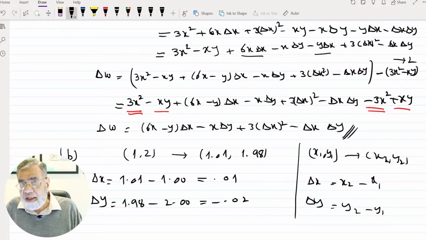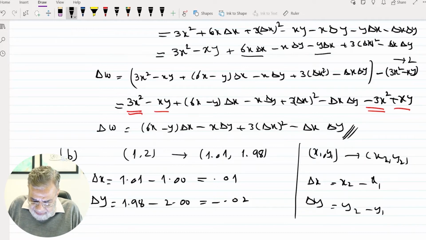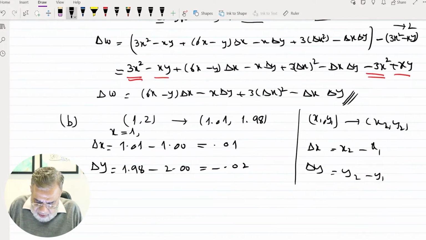When the value is increasing, the increment will be positive, and when the value is decreasing, the increment will be negative. As x was changing from 1 to 1.01, delta x is 0.01, and y was changing from 2 to 1.98. y1 was 2 and y2 was 1.98, so it was decreasing. So the increment becomes minus 0.02. So we have given here the values of x and y. So my x is 1, my y is 2.